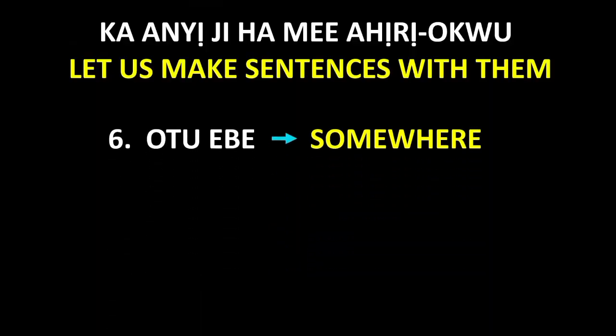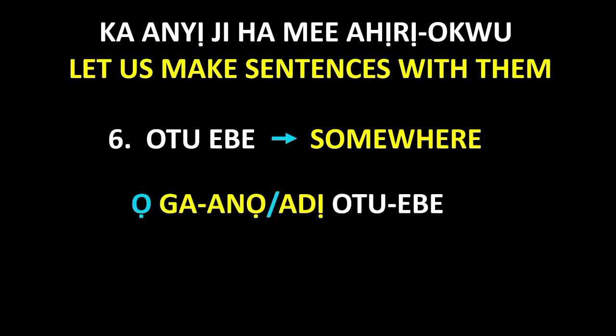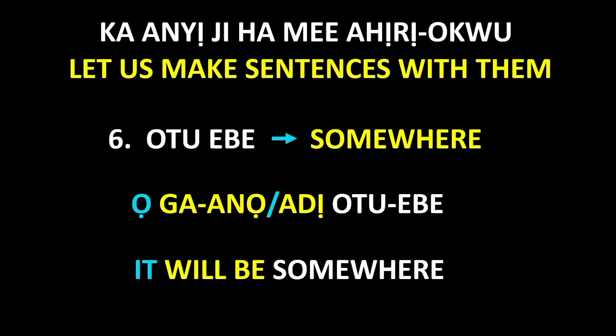Let's go on with this lesson. Number 6, which is otu ebe, meaning somewhere. Otu ebe, somewhere. And let's have our sentence now. Ọ ga-anọ otu ebe. You can also say ọ ga-adị otu ebe. That's why we put the option there, demarcated by a bar. You can also say ọ ga-adị otu ebe, meaning what? It will be somewhere.